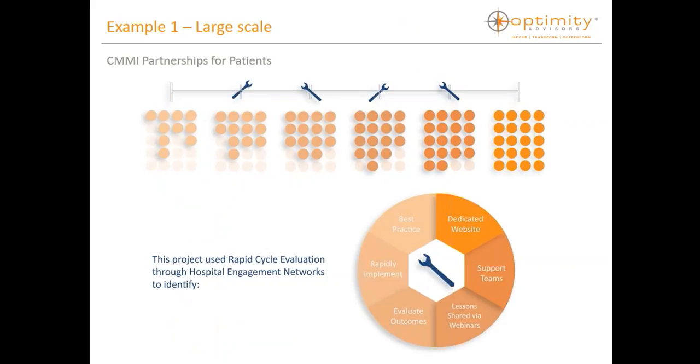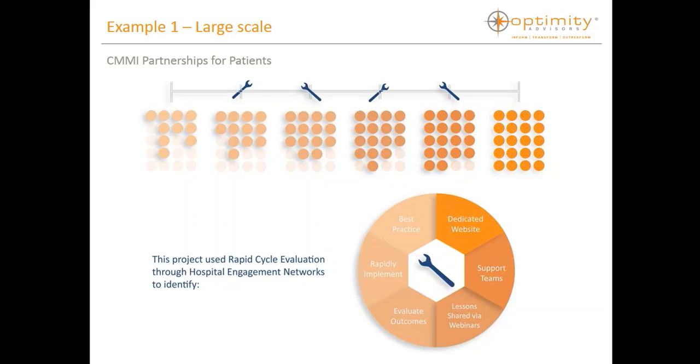So on to some examples of where we've seen the benefits of rapid cycle evaluation. We've selected 2 examples today. One is large scale and the other smaller. So this first large scale example is from the US. The Center for Medicare and Medicaid Services Innovation, their partnership for patients is a public-private partnership working to improve the quality, safety, and affordability of healthcare for Americans.